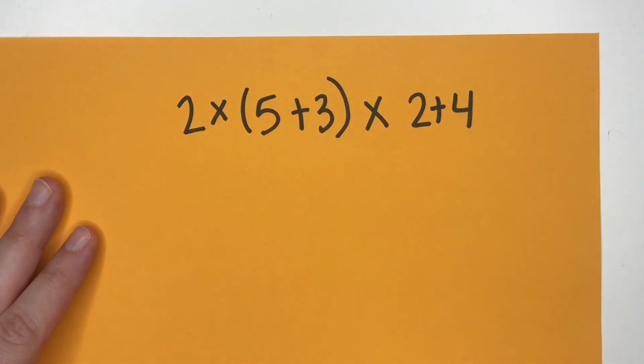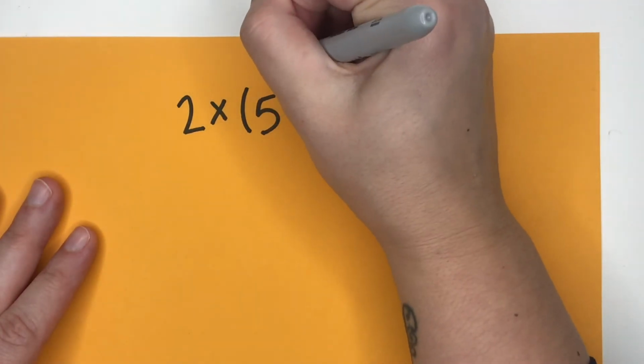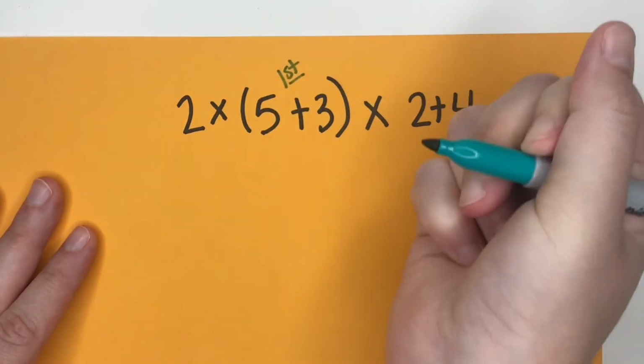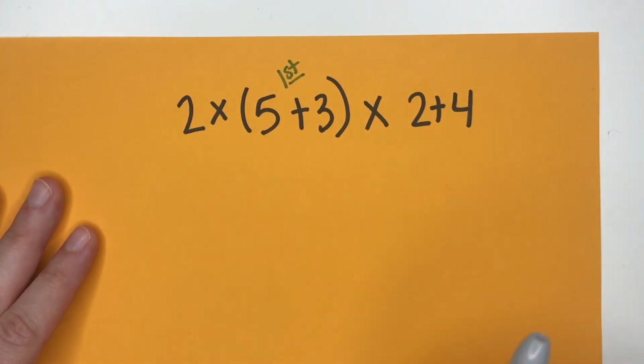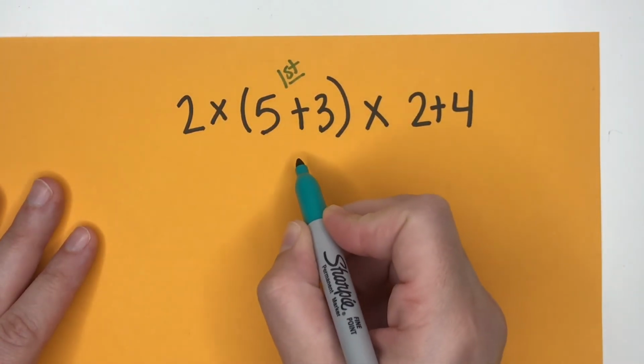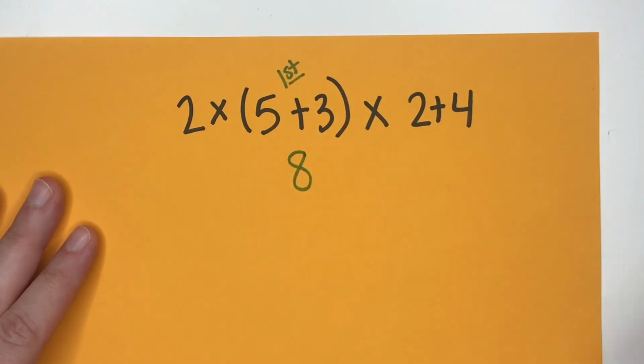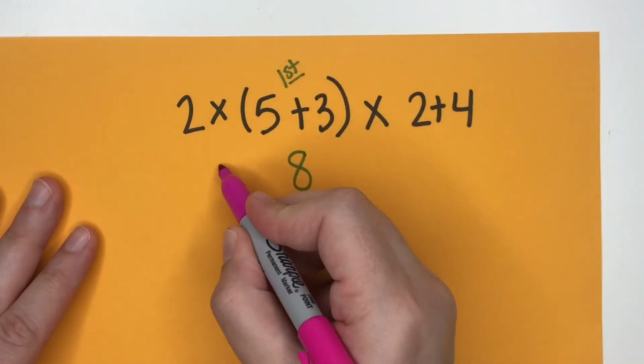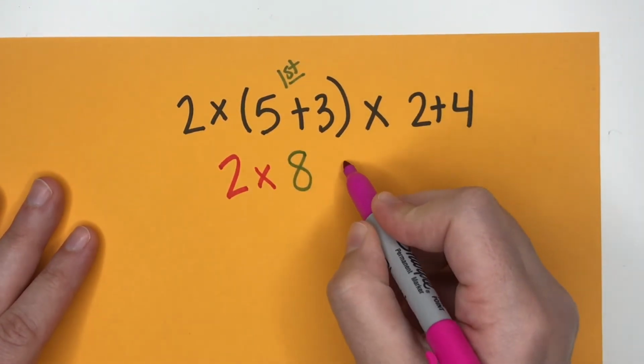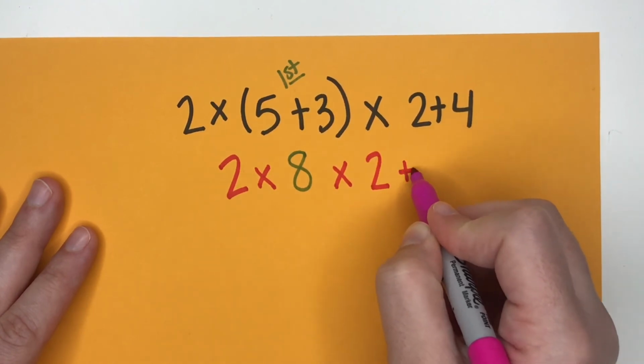All right, welcome back. I notice I only have 1 step inside my parentheses, and that is addition. So we're going to start with addition. So I am going to write my addition answer there. And then now I'm going to bring down the rest of the operations.